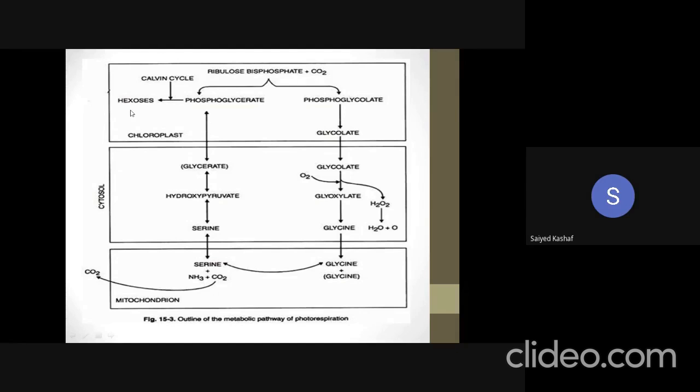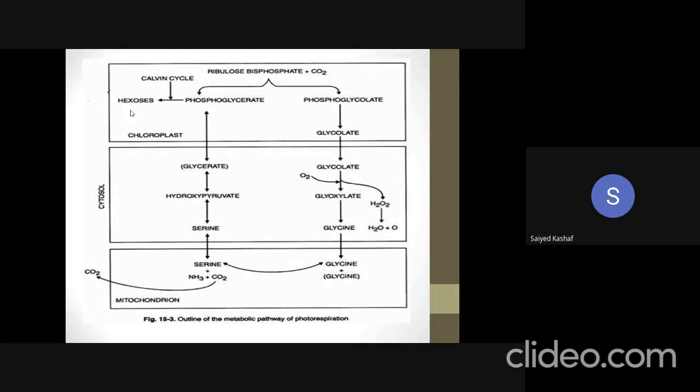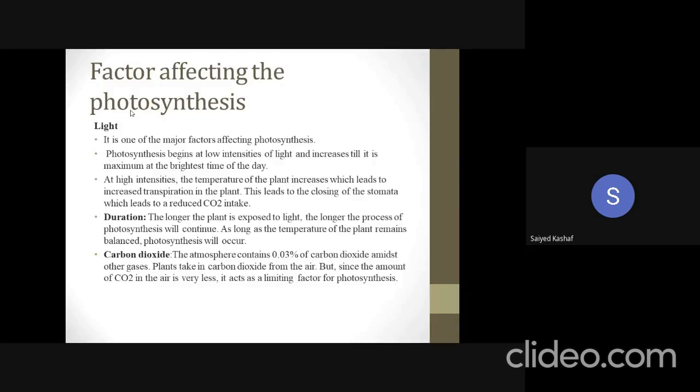But some researchers have found that this photorespiration is beneficial for the conversion of nitrate to nitrite. So nature has favored this mechanism for some reason. Right? So this was all about how this mechanism and the processes take place. Now, what are those factors which affect the rate of photosynthesis?